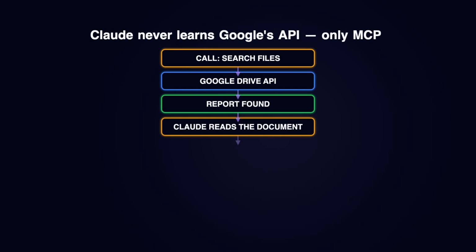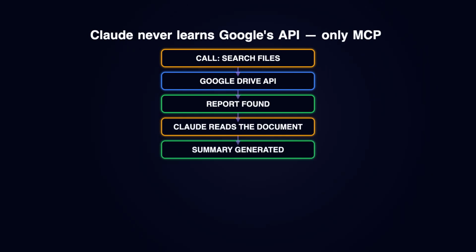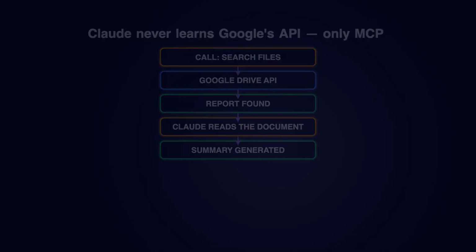The MCP server translates that request into the Google Drive API. Google Drive searches your files. The matching report is returned. Claude reads the document. Finally, Claude summarizes everything in natural language. Notice that Claude never needed to understand Google's API. It only needed to understand MCP. That's the beauty of a standard protocol.